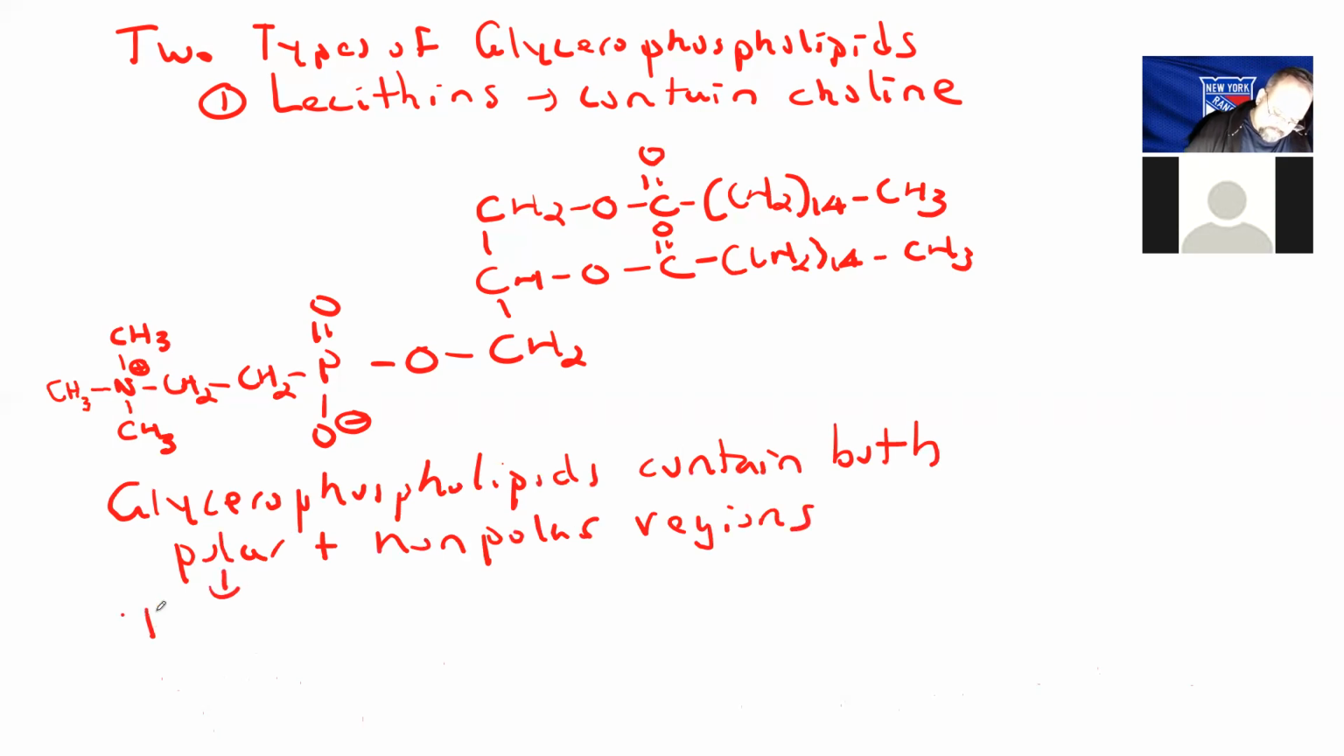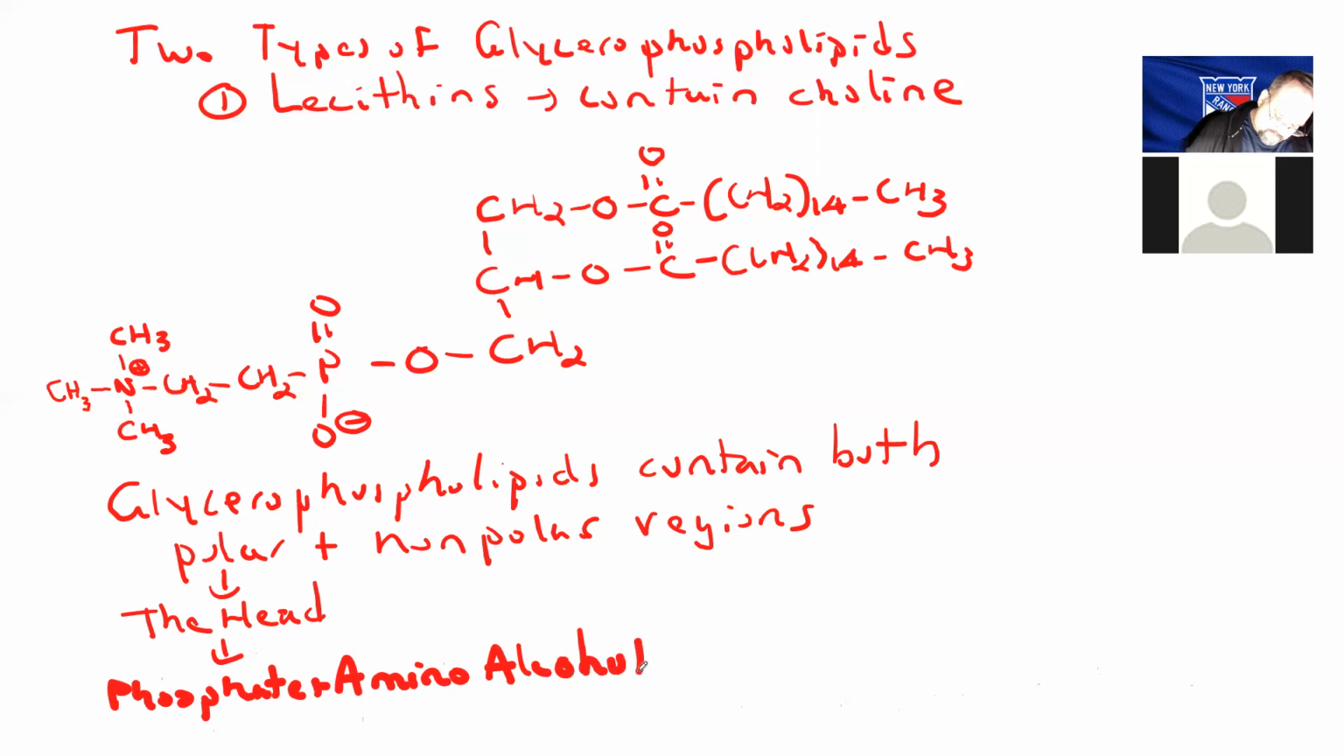So the polar region is what is known as the head of a glycerophospholipid. And what is it? It's the phosphate and amino alcohol portion. So this portion out over here, in this area, is what is known as the head. Now, why is it classified as a polar region?